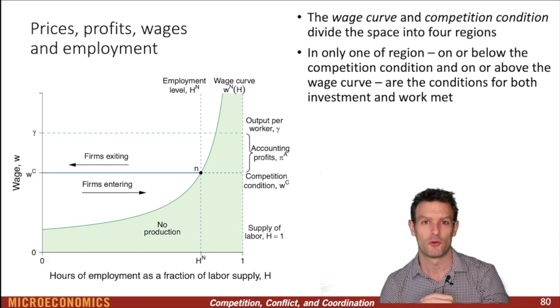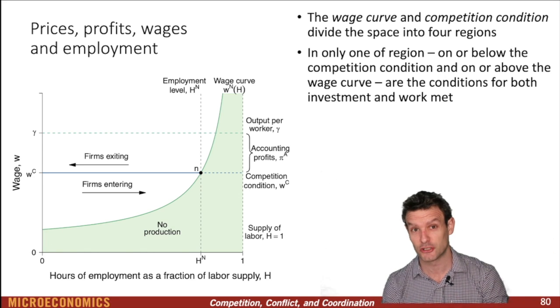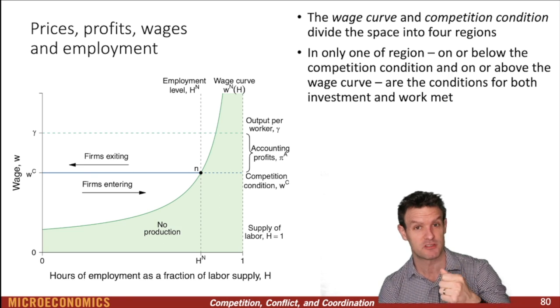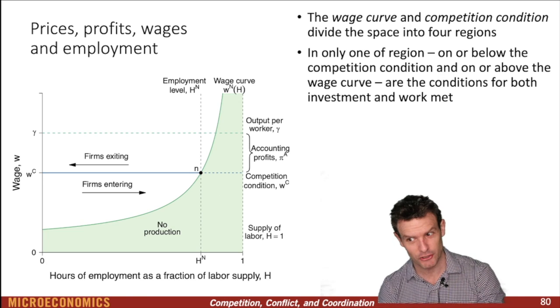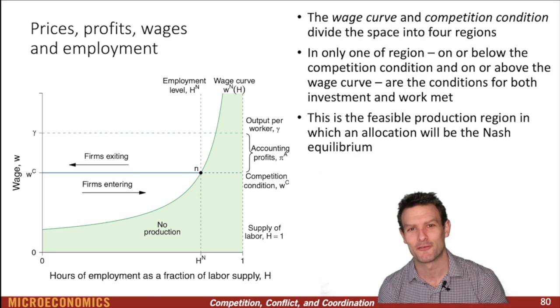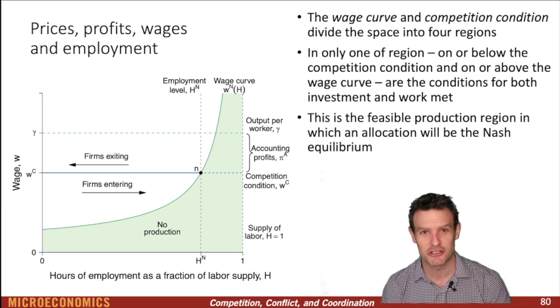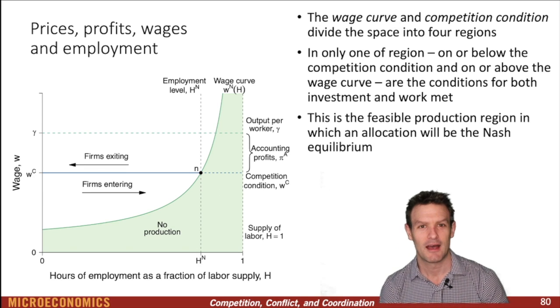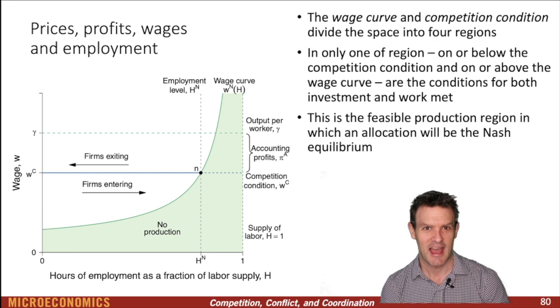The firms are going to exit. Then for workers, we've got on or above the wage curve. So the workers are going to continue to exert effort as long as wages are on or above the wage curve, not if the wage is below the wage curve. So there's only one region on or below the competition condition, and on or above the wage curve, that meets the conditions for both investment and for work to meet the no-shirking condition.